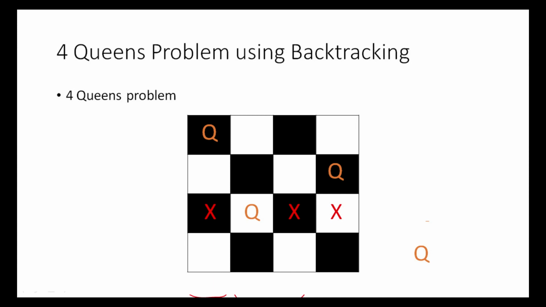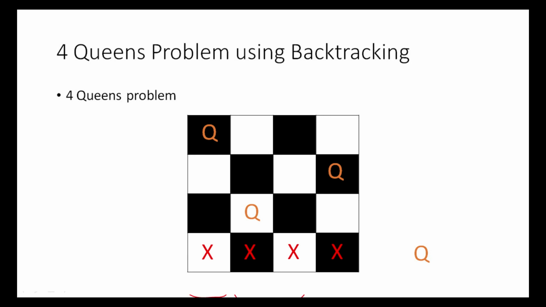Now what about the fourth queen? We cannot place it in the first column, attacking with the first queen. We cannot place it in the second column; it would be attacking with the third queen. We cannot place it in the third column, diagonally attacking with the third queen, and we cannot place it in the fourth column; it would be attacking the second queen column-wise. So again, we have to somehow modify our choices.